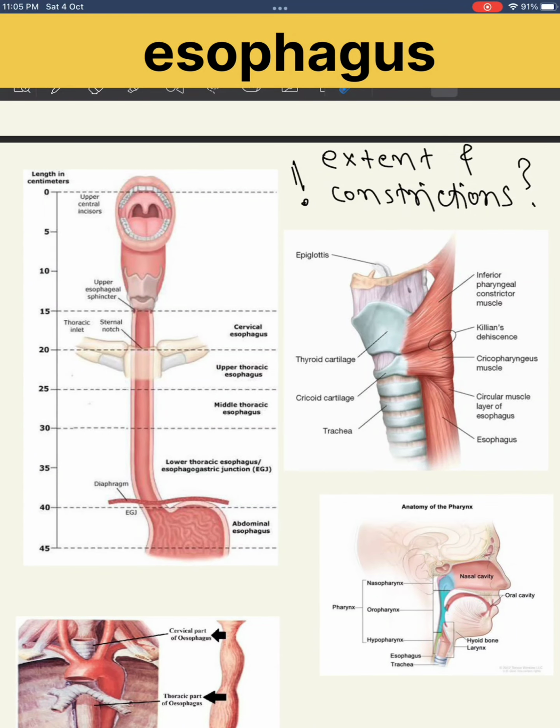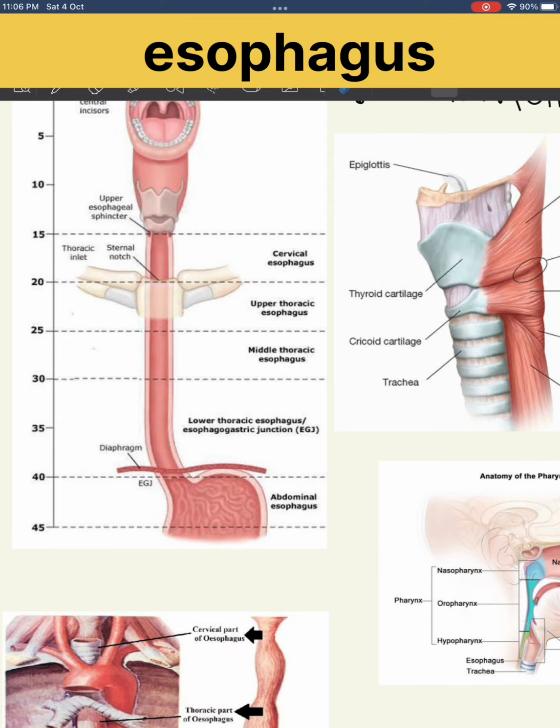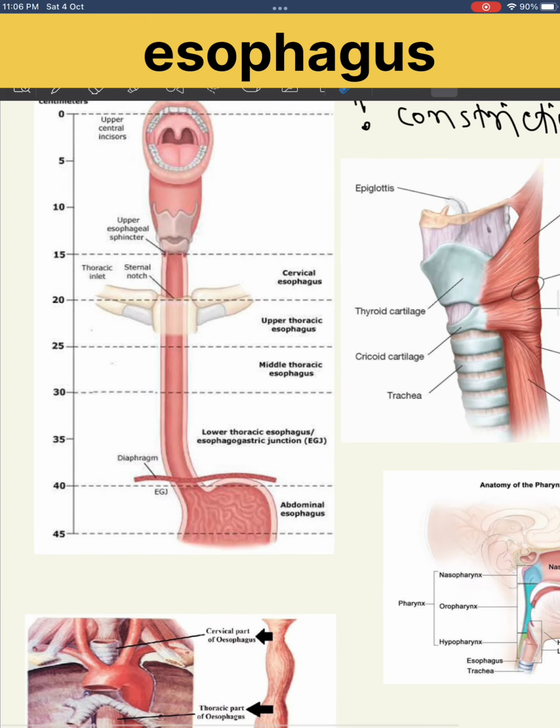Okay guys, so let's talk about esophagus. It will be helpful for your surgical readings. What's the extent of esophagus? So basically it starts from the lower border of cricoid cartilage to the gastroesophageal junction. Length of esophagus is around 25 to 30 centimeters.